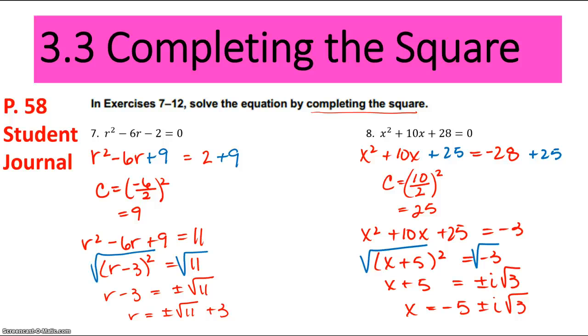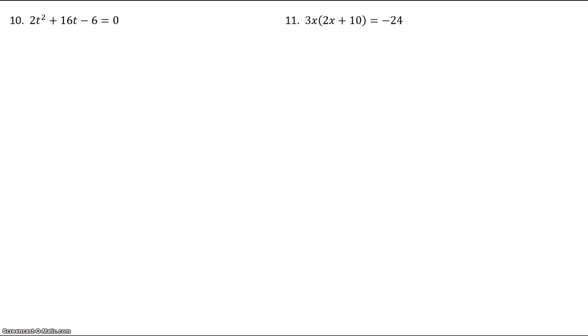Now we're going to take a look. We're going to skip number 9. We're going to go on to number 10, actually. So let's take a look at 10. And hopefully something right away looks different about 10. This equation has a leading coefficient. So we're going to go ahead and get rid of that leading coefficient, dividing every term by 2.